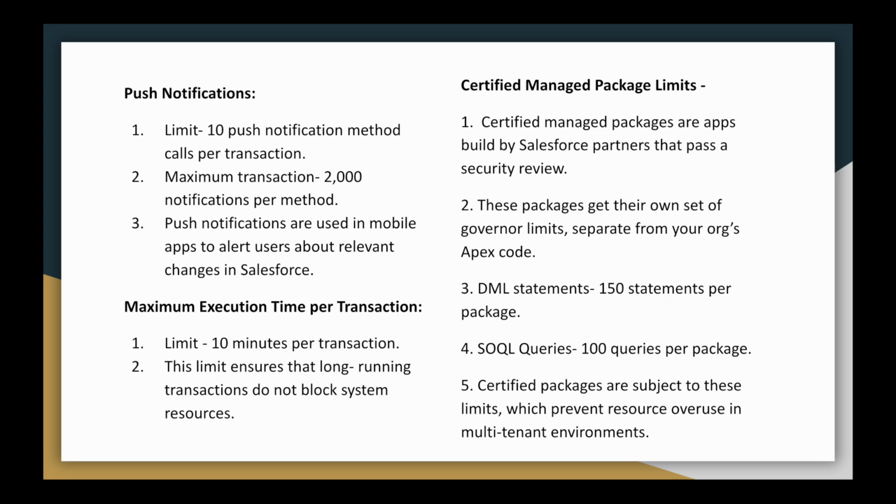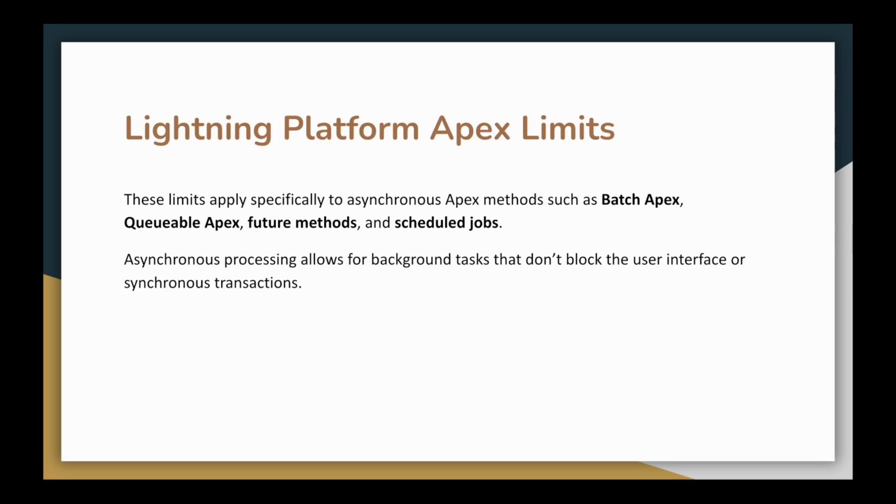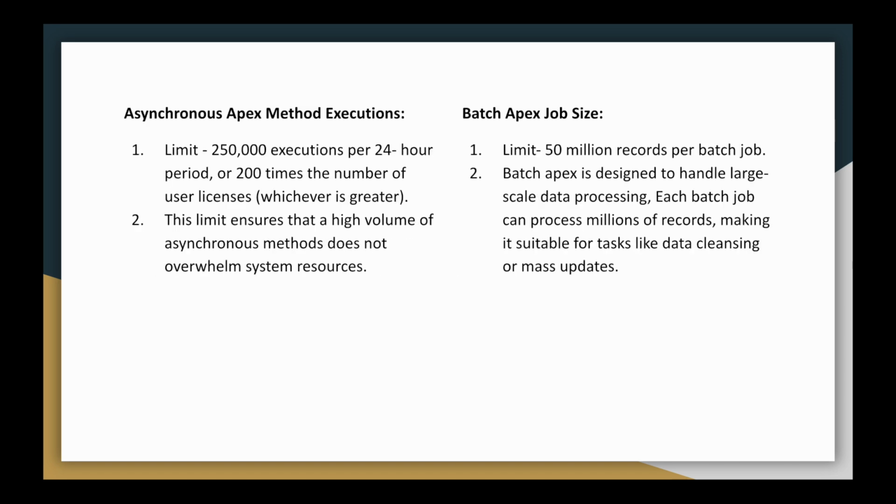So let's move on. Now we'll be talking about Lightning Platform Apex limits. So where do these limits apply? These limits apply specifically to asynchronous Apex methods such as batch Apex, queueable, schedulable, and future methods. Asynchronous processing allows for background tasks that don't block the user interface or synchronous transactions.